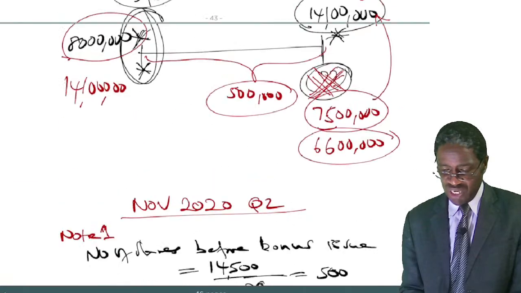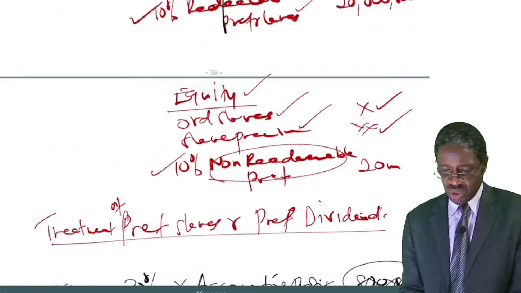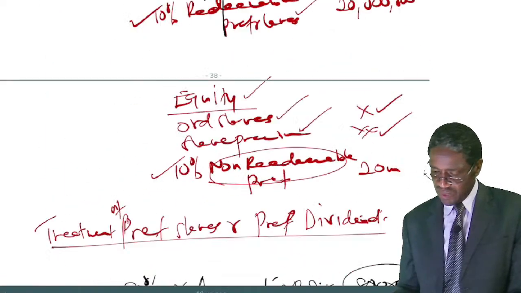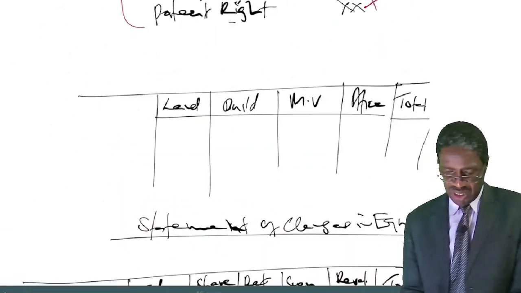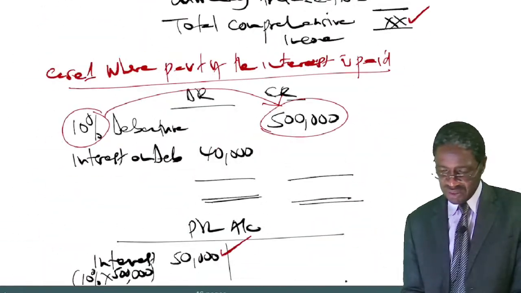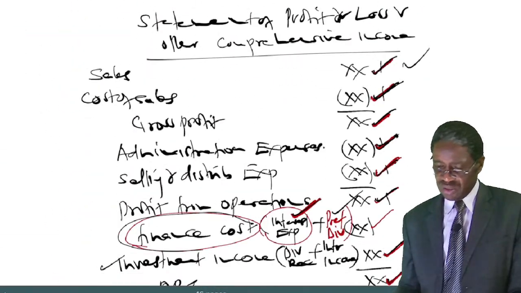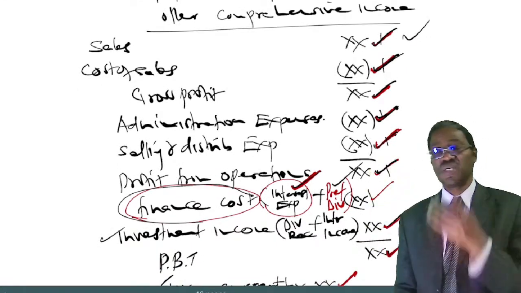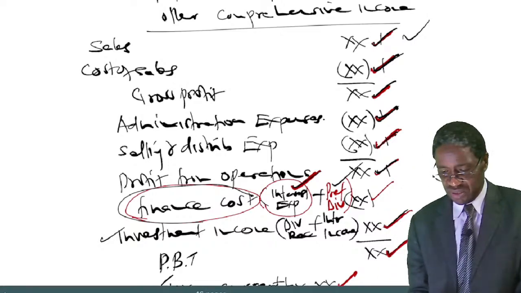Which workings are we left with? Let me take you through. Let me take you to the income statement. Here, we are left with one. We do not know the true cost of sales. That one we have to do as a working.